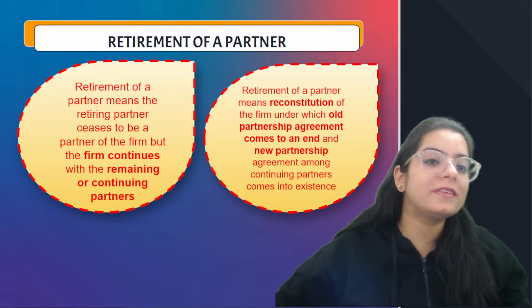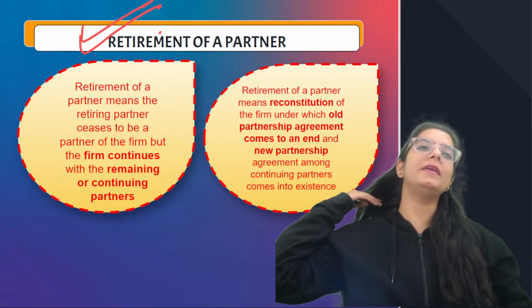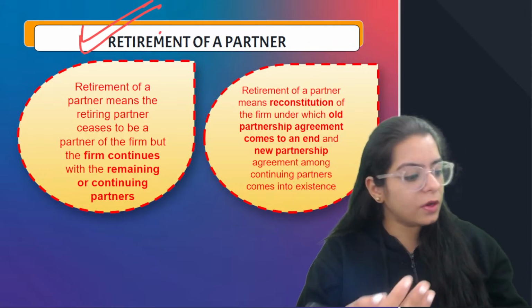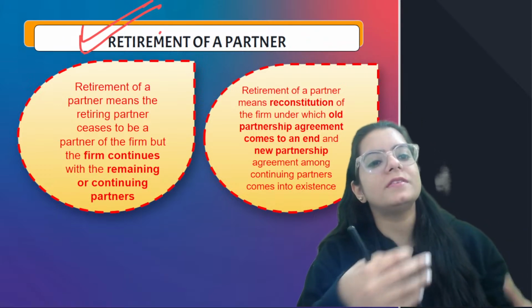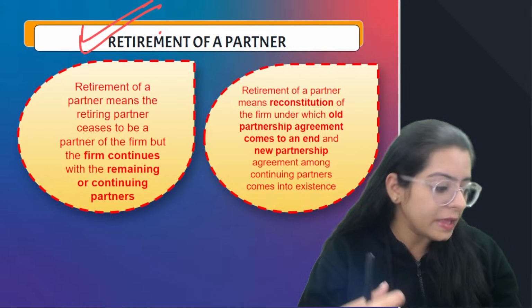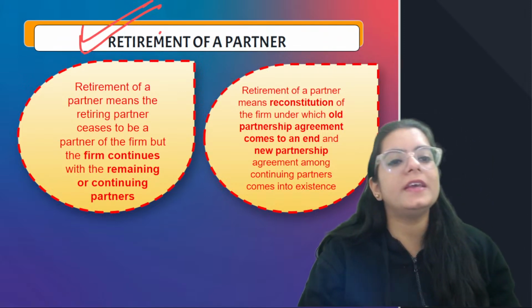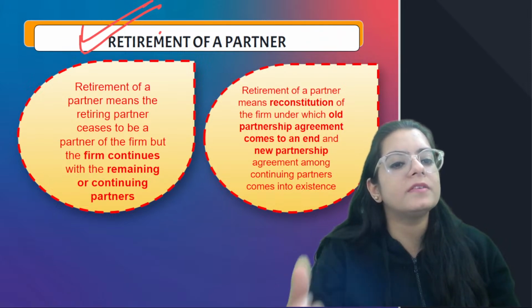So what is retirement of a partner? Retirement of a partner means that one of the partners who was in the firm ceases to be a partner. Retirement means the retiring partner ceases to be a partner.